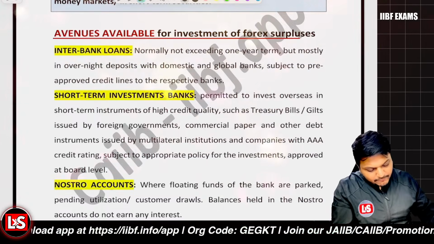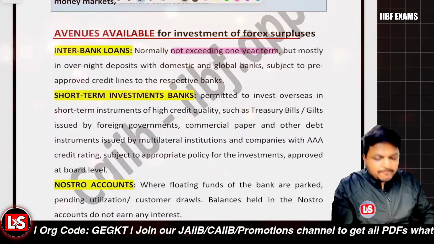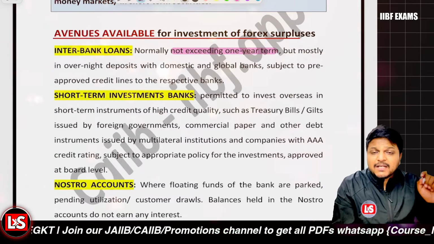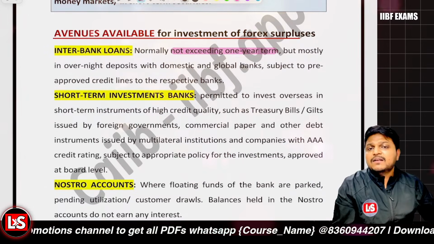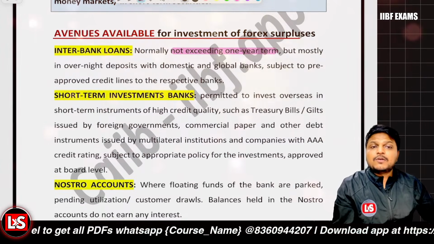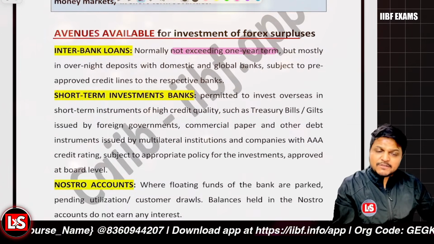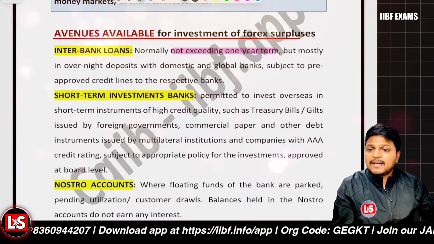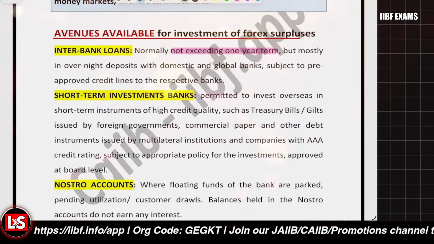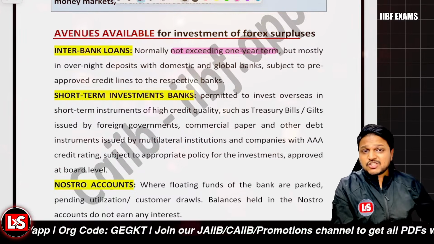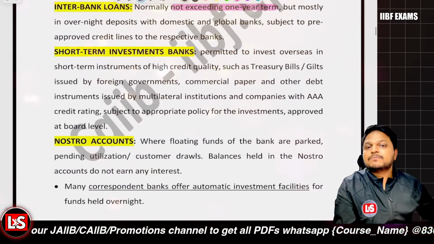Let me highlight that particular part for you. The common tenure is basically 1 day, overnight, but not exceeding a 1 year term, right? You can lend to domestic banks and to international banks, and definitely it must be within the pre-approved credit limits. You may have a pre-approved credit limit with some bank, and you can avail such a facility from that particular bank up to that level. That's the case with it. Clear with it?